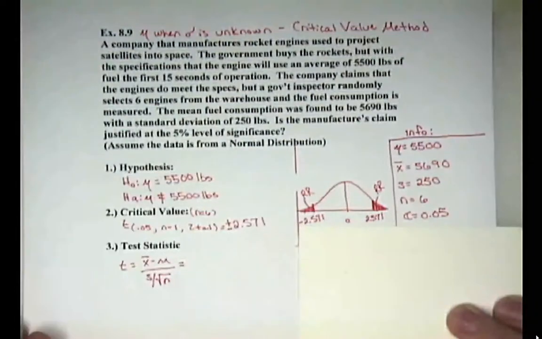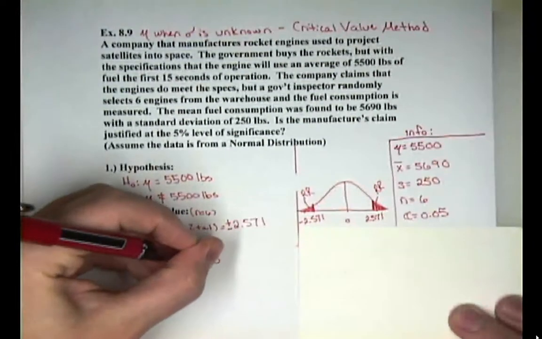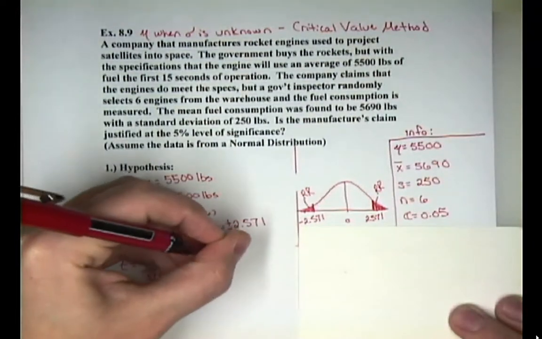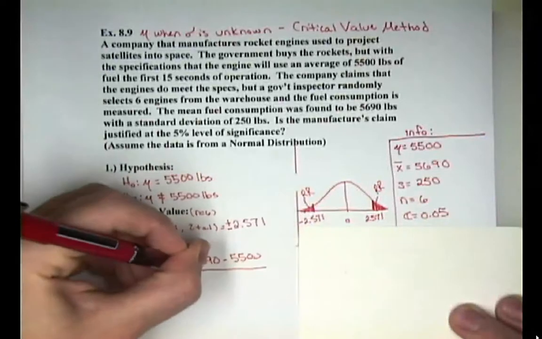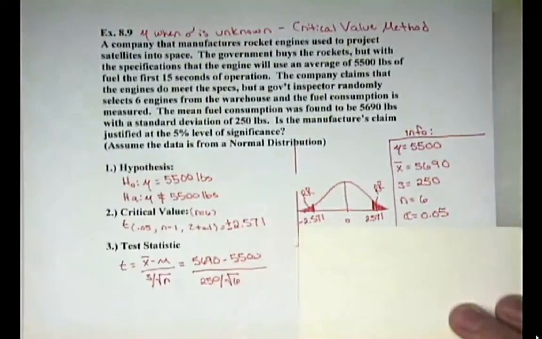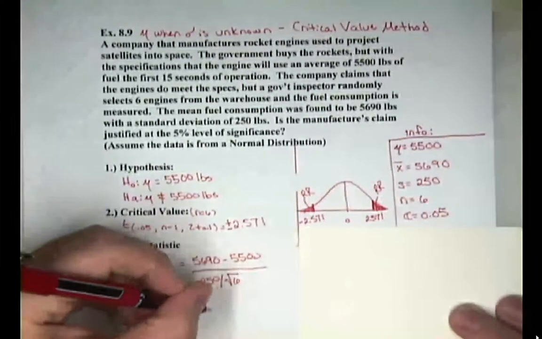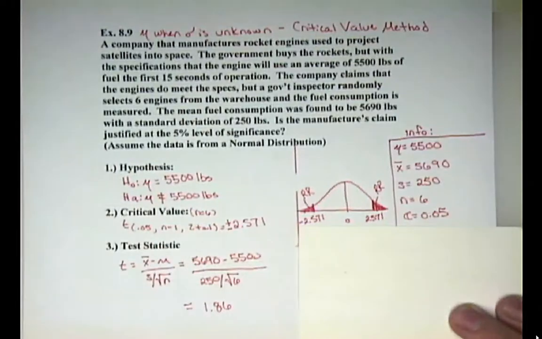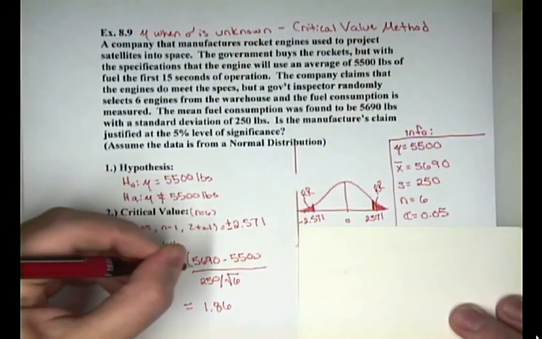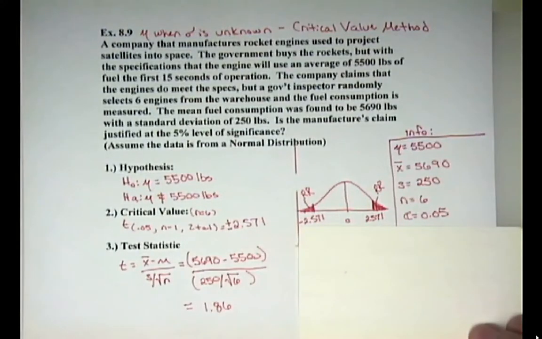Okay? The next step, of course, is to move to your test statistic. Take your sample mean, subtract the mean they were claiming, divide by the sample standard deviation, and divide that by the square root of n. You should get a test statistic of 1.86. If you're not, make sure that you're doing your numerator and your denominator separately, or entering them into parentheses like I have now.